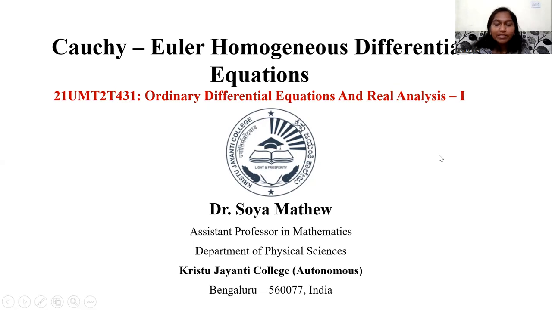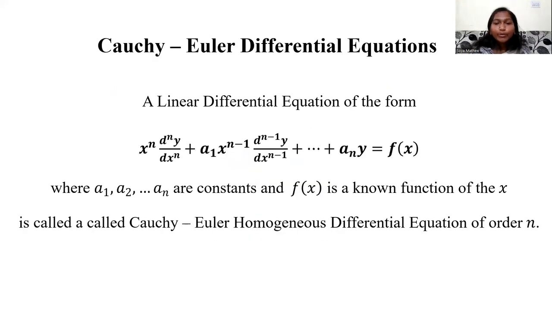Today we are going to discuss Cauchy-Euler homogeneous differential equations. A Cauchy-Euler homogeneous differential equation is also known as a homogeneous linear differential equation, and it takes the form x^n d^n y/dx^n plus a1 x^(n-1) d^(n-1) y/dx^(n-1) plus etc. plus a_n y is equal to f of x.